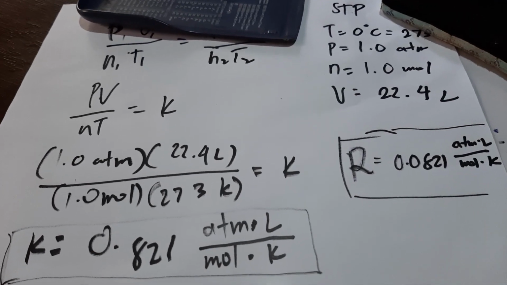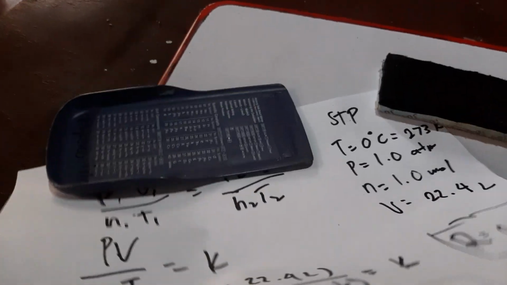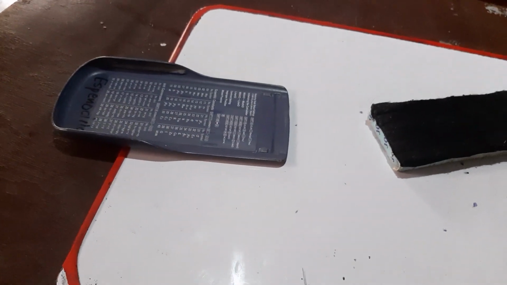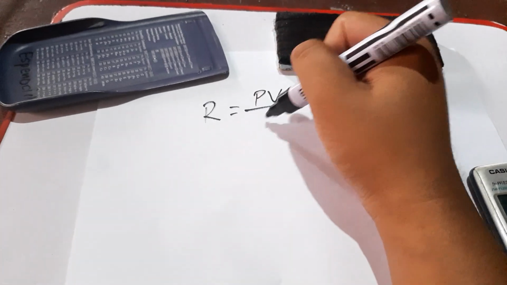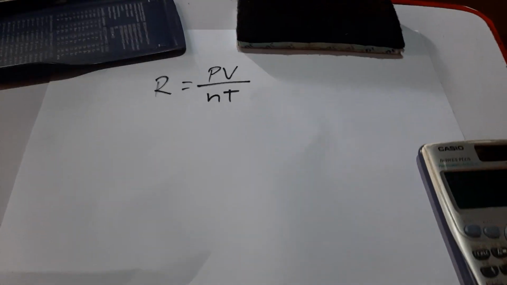And it's very amazing because scientists, after so many years of comparing the individual relationships of pressure, volume, temperature, and number of moles, came up with this one. R is equal to PV over nT. And I think you know where this is going already, right?